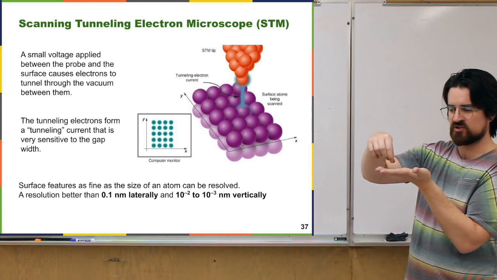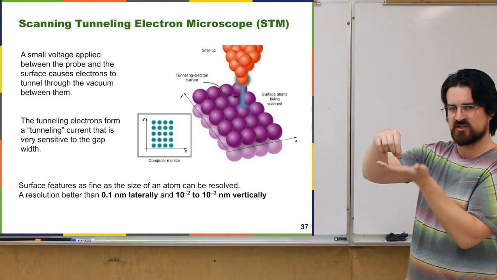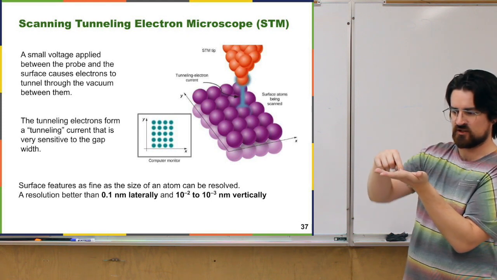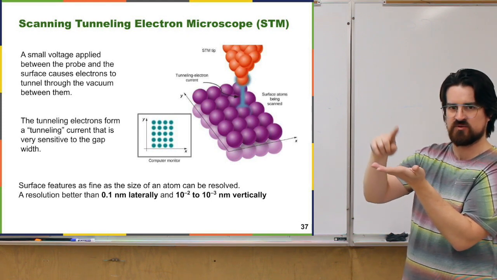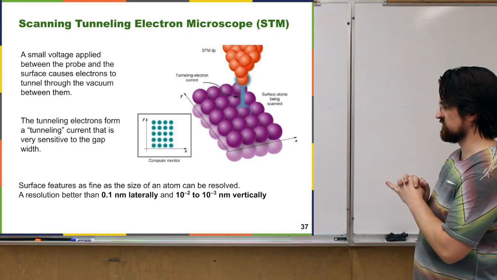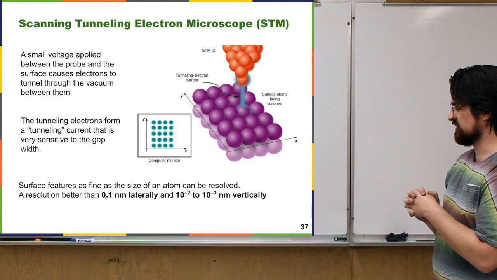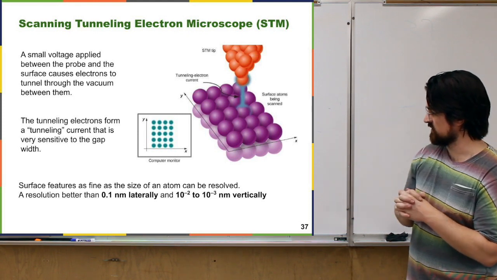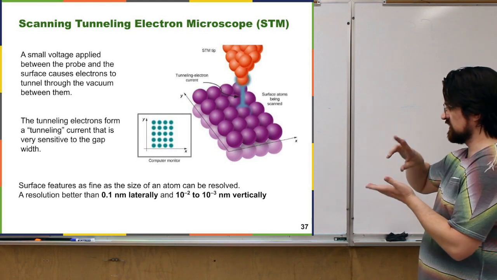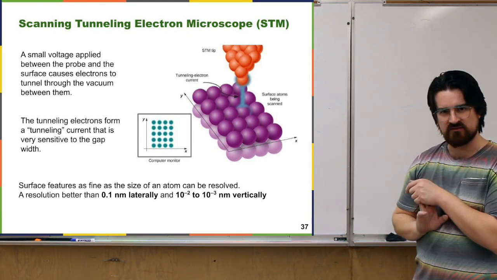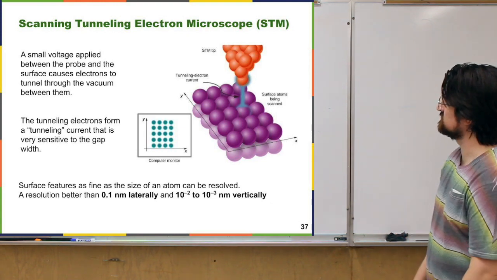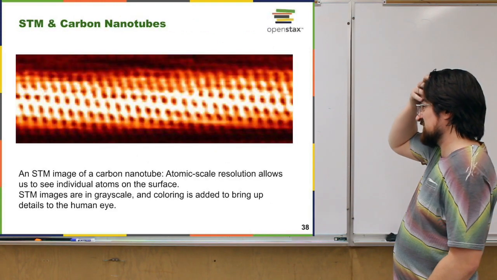As you move it along a surface and the surface comes up and goes down, you get a change in the current due to this tunneling of electrons across that sort of vacuum between the tip and the material. Pretty incredible stuff. The resolution you can get with this is laterally a 1/10 of a nanometer, and vertically, the vertical height, like down to 1/100th of a nanometer, 10 to the minus 12 meters. Really tiny stuff. And this is the kind of picture you can get.